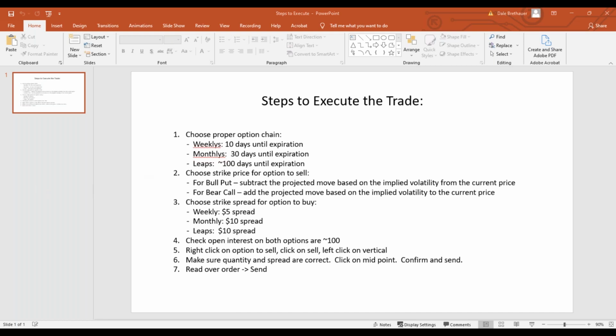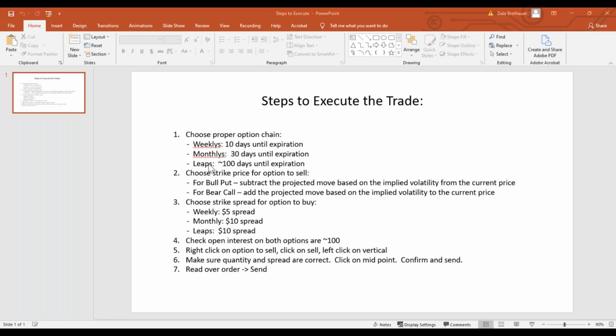If it's a monthly, I want to use about 30 days till expiration, and monthly is going to be Amazon, Google, RUT, and the SPX. Those are the big boys. And you only have to go out about a month to get good credit. If it's a leap, I want to go out about 100 days. Now, why the difference here in the length of time? I want to get about $1.50 worth of credit.